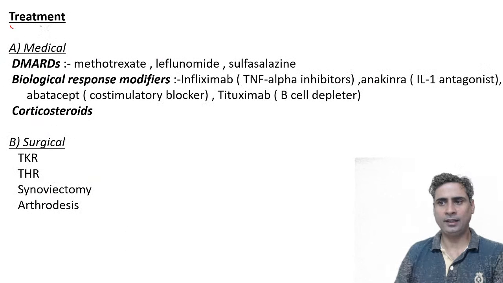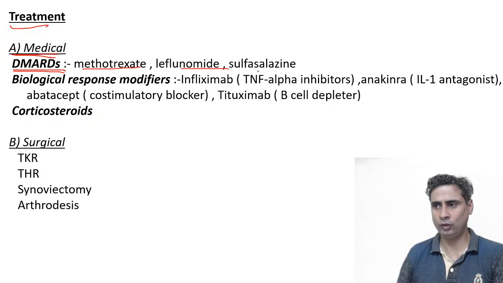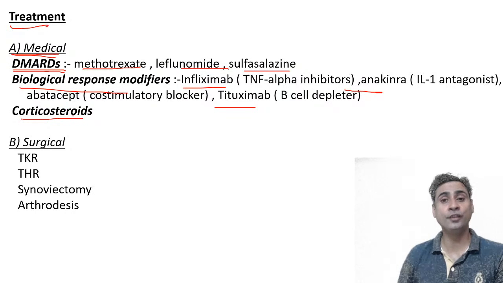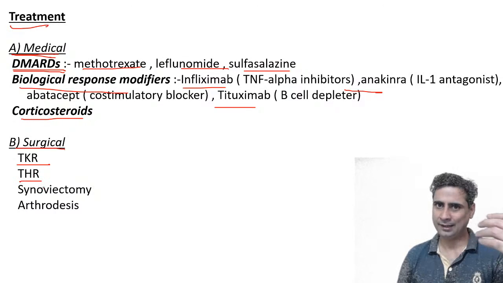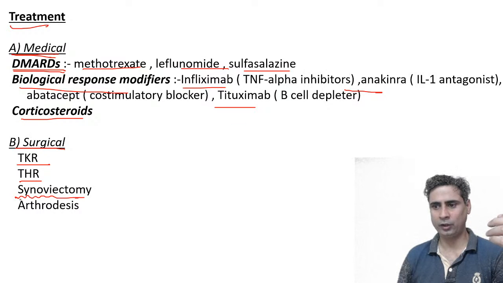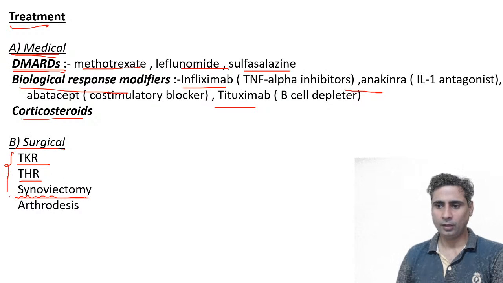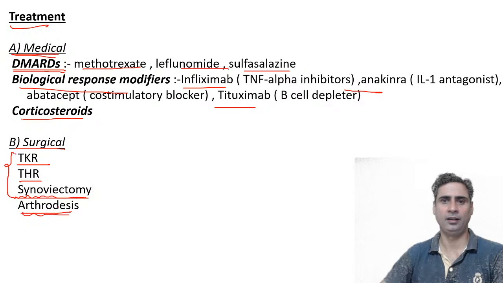Treatment: most of the time it is the medical treatment only which is required. Disease modifying agents for rheumatoid arthritis: these are methotrexate, leflunomide, sulfasalazine. Biological response modifiers like infliximab, anakinra, rituximab, and corticosteroids, along with physiotherapy. If there is no improvement by medical treatment or there is severe deformity, in those cases surgery is required. For knee, total knee replacement. For hip, total hip replacement. Sometimes in early stages of synovitis, we can do arthroscopic synovectomy. And if the patient is not fit for any of these, arthrodesis can be done.